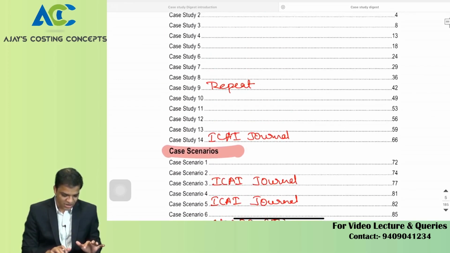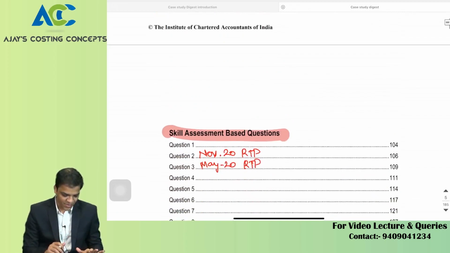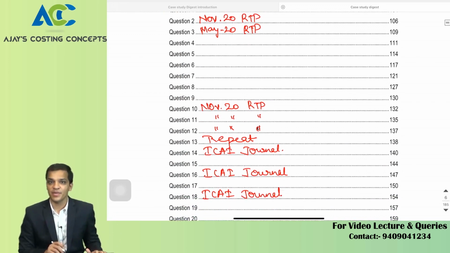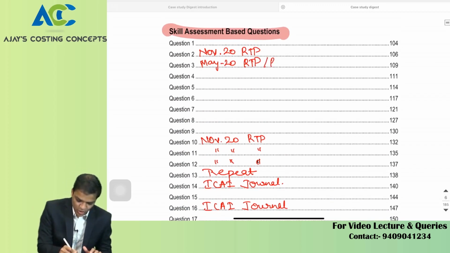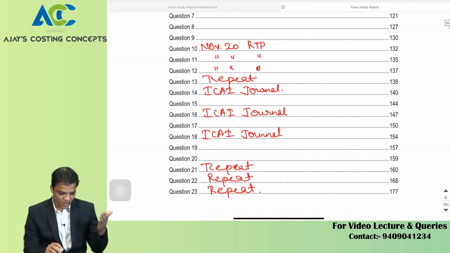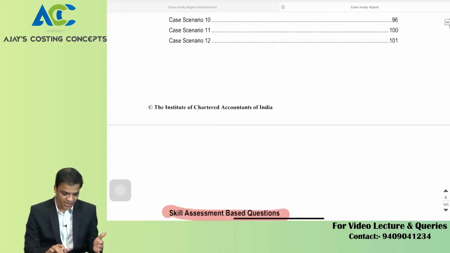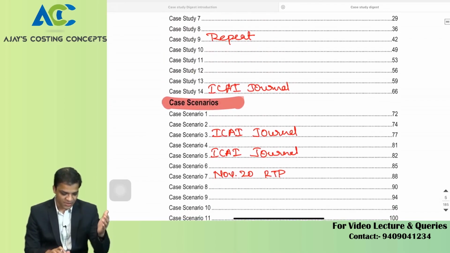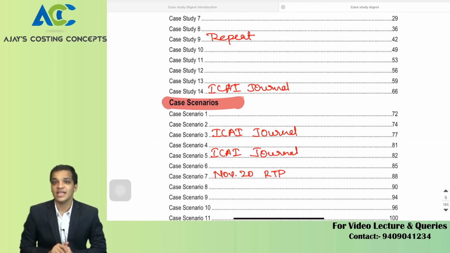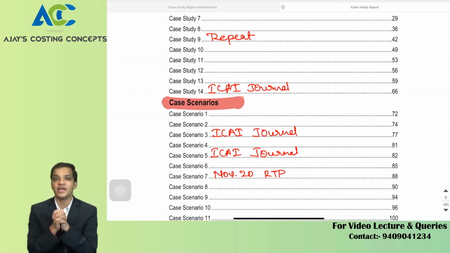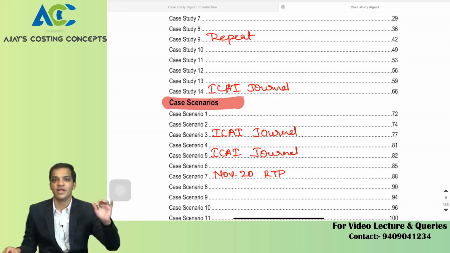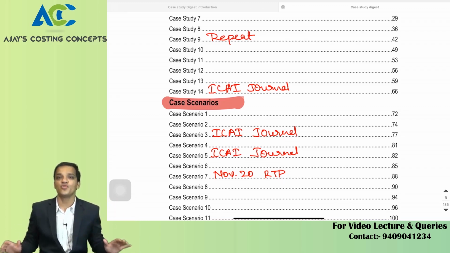November 20 RTP: question number 7, question number 1 of case study, right? Question number 2, question number 10, 11, 12, these all are November 20 RTP questions, right? So this is May RTP, or I would also call this repeat, 6 questions of repeat. Then ICAI journal: question number 14, 16, 18 of skill based questions, question number 3, 5 of case scenarios, and question number 14 of case study. So these are the 18 questions that are repeated, which you would have already done, or we have already done in our classes. We have done RTP, we have done ICAI journal, and these are 31 new questions that they have covered, right?